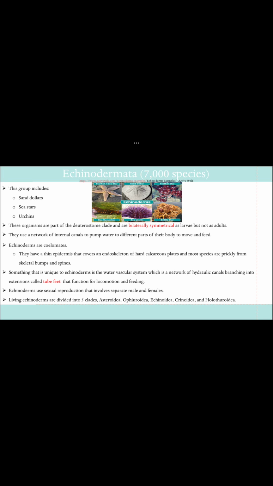Something that is unique to echinoderms is the water vascular system, which is a network of hydraulic canals branching into extensions called tube feet that function for locomotion and feeding. Echinoderms use sexual reproduction that involves separate males and females. Living echinoderms are divided into 5 clades.